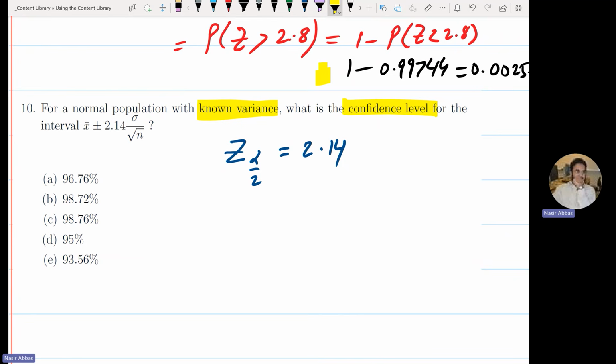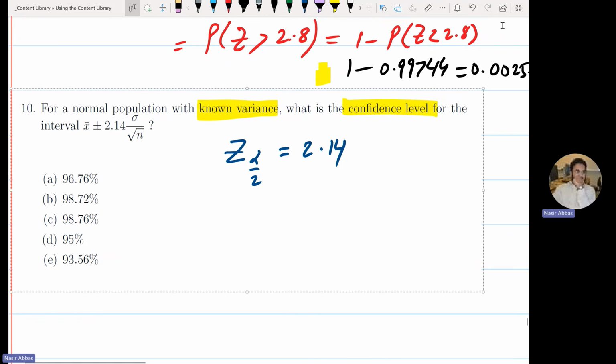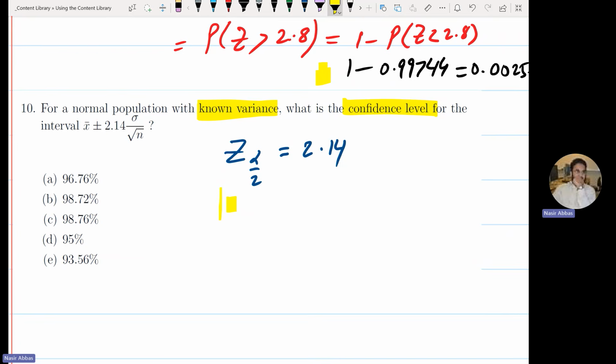Now, how do you get this 2.14 indirectly? Go to the Z table. What will Z table give you? Alpha by 2 or 1 minus alpha by 2? 1 minus alpha by 2. Z table, you always look for 1 minus alpha by 2 and always get 1 minus alpha by 2. Whereas T table, you look for alpha by 2 and also you get alpha by 2. So for Z table, go back to the Z table and look for area below 2.14. That should be 1 minus alpha by 2.